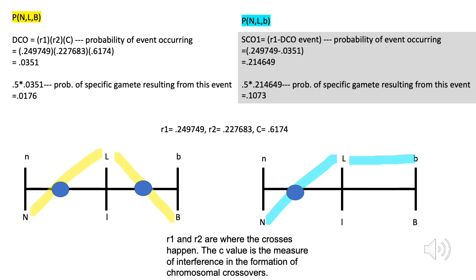To get the probability of a single crossover at region 1, you first find the probability of the event occurring, which is R1 minus the double crossover event. When you do that, you get 0.214649, and then you want to multiply that by 1/2 to get the probability of a certain gamete resulting from this event.